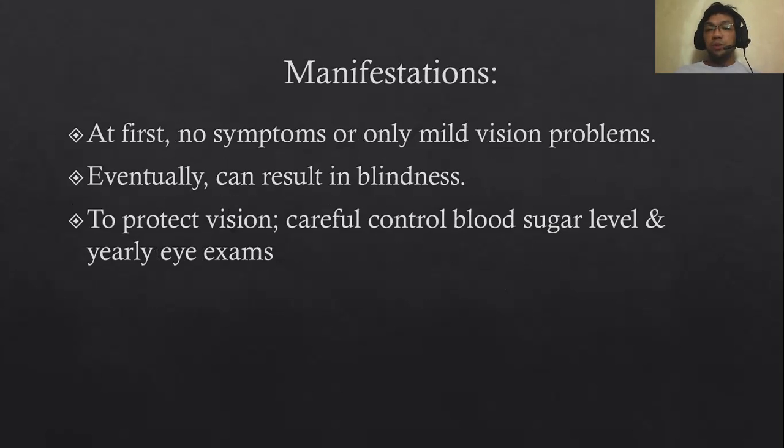Manifestations: at first, no symptoms or only mild visual problems may be exhibited by the patient, but eventually, patients who have diabetic retinopathy will progressively go blind. So to protect vision, we need to advise patients who have DM to carefully control their blood sugar level and have a yearly eye examination. That's the most important thing in order for diabetic patients not to develop complications of DM, such as diabetic retinopathy.